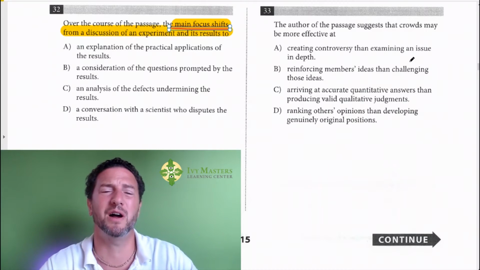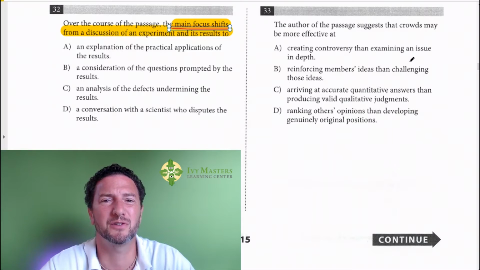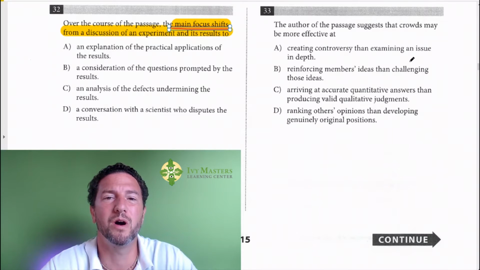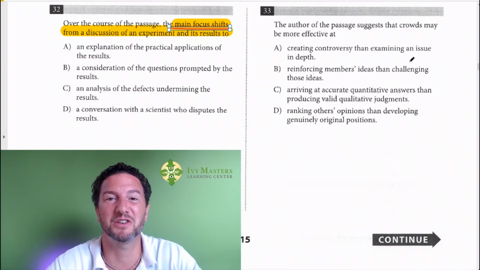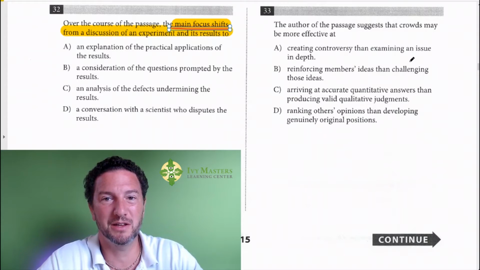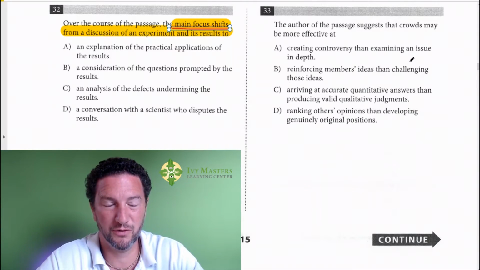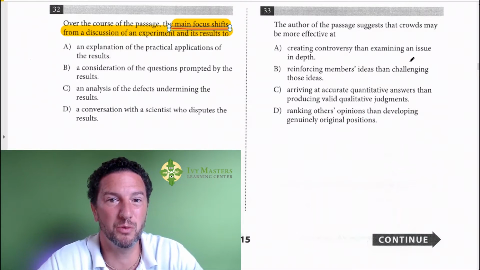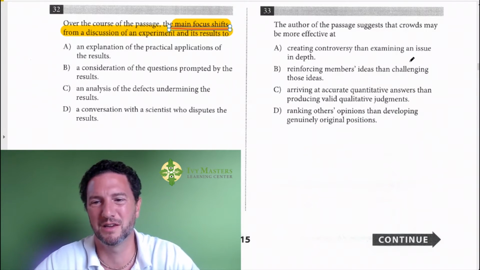What you might find in these types of questions is that there's arguably more than one major shift in focus, in which case you just want to keep an open mind and look at your answer choices. Chances are if you pick out all the major shifts in focus, there's only going to be one answer choice that matches that. If there is more than one that matches it, then one of those is considered a minor rather than the main focus shift.